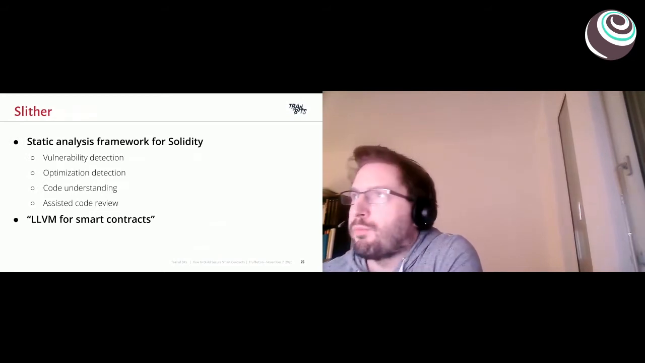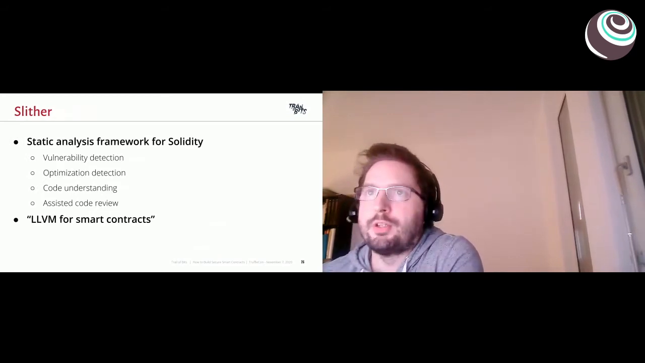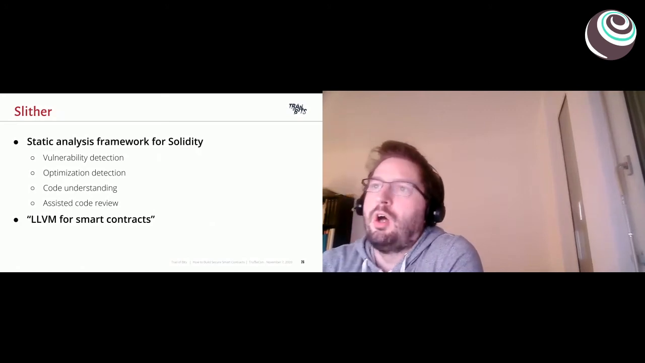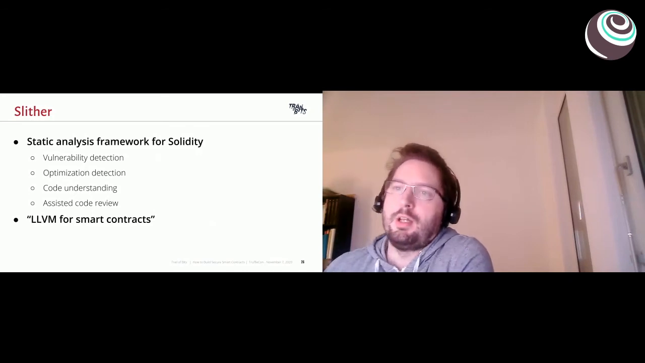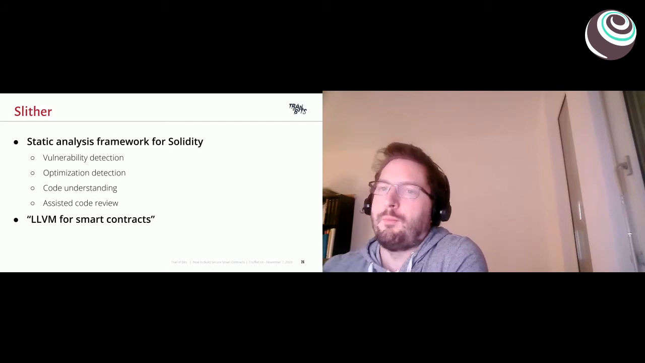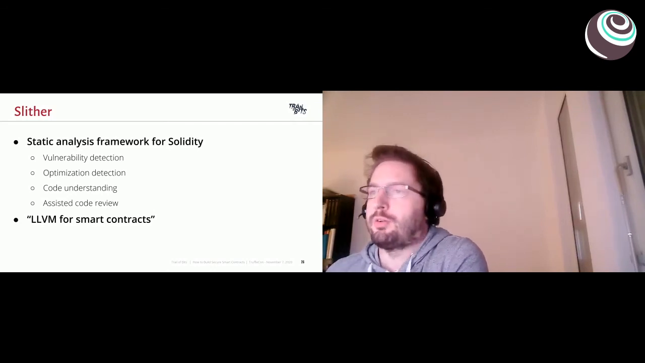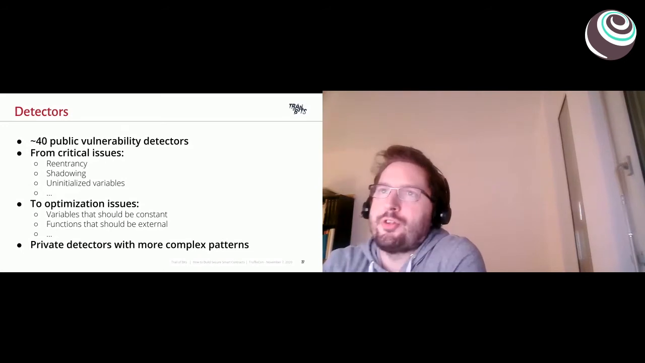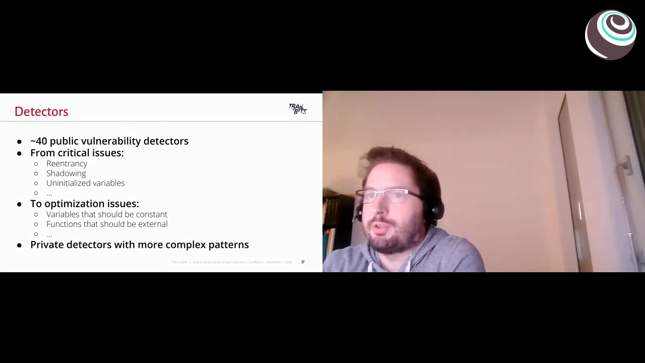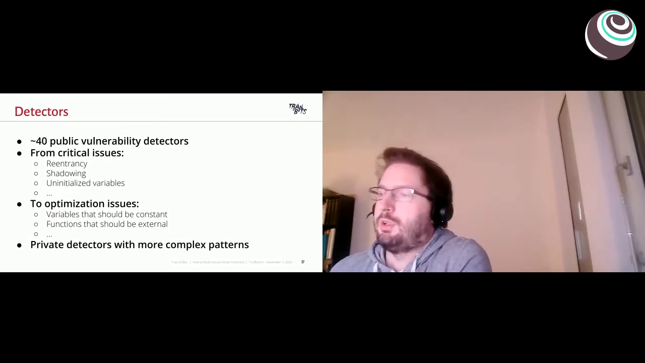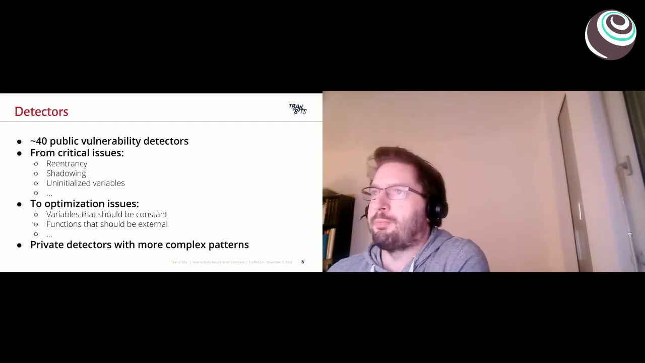Yeah, I already went quickly through Slither. So it's a static analysis framework for Solidity. It has vulnerability detectors and optimization detectors, and the long-term vision for Slither is to be LLVM or Clang for smart contracts. The command line version contains 40 public detectors, from critical issues like reentrancy to optimizations like a variable that could be constant. Private detectors contain more complex patterns.